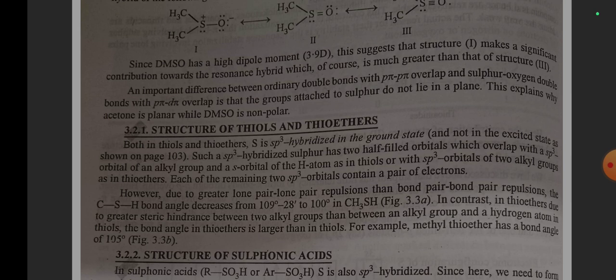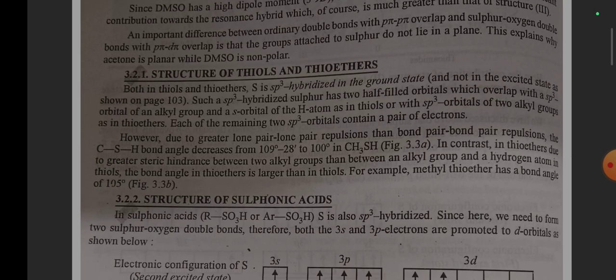An important difference between ordinary double bonds with pπ-pπ overlap and sulfur-oxygen double bonds with pπ-dπ overlap is that groups attached to sulfur do not lie in a plane. This explains why acetone is planar while DMSO is non-planar.